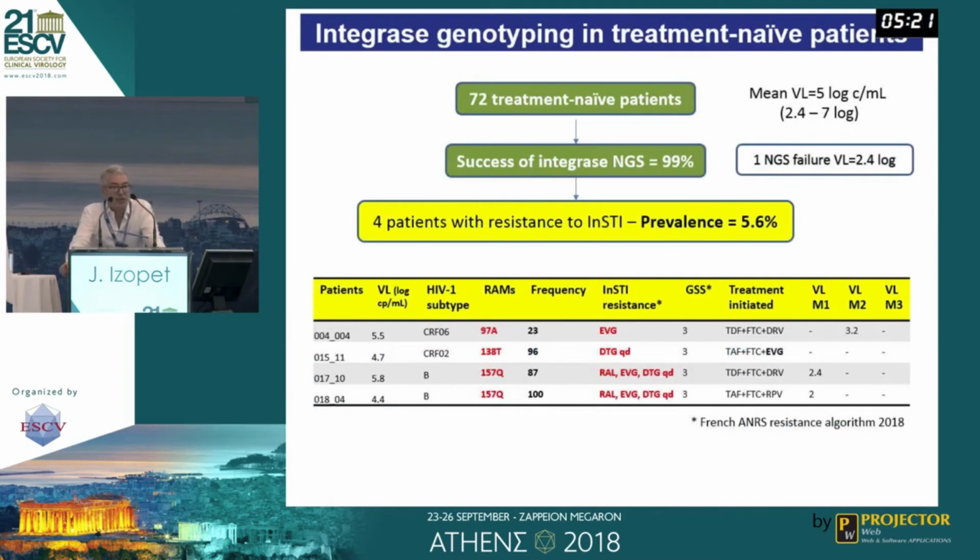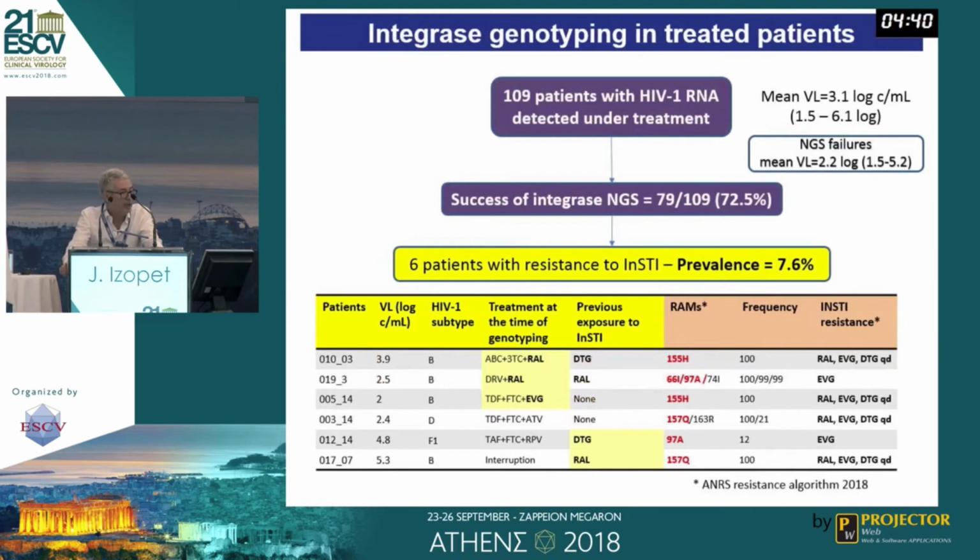Regarding integrase genotyping in treatment-naive patients, the results are shown here. The success rate for integrase genotyping with NGS was 99%. There was only one failure, and the viral load was low, 2.4 log. And we detected 4 patients with resistance to integrase inhibitors, giving a prevalence of 5.6%. The characteristics of the patients are shown here on the table. The results were used by the clinician, and all these patients had a therapeutic success.